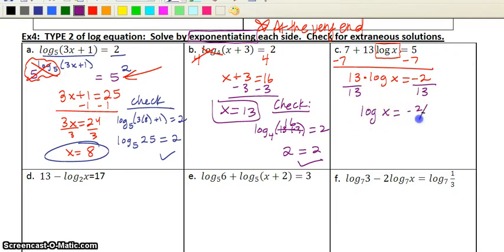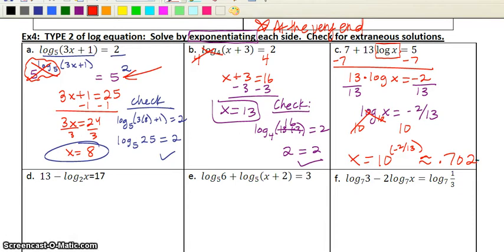And now, don't be thrown off by the fact that there's no base, because you guys know this. If there's no base and it's log, it's really the common log, so the base is 10. So I'm going to take both things as powers of a base of 10. In my calculator, I'm going to type in 10 to the negative 2/13 power. Don't forget to use parentheses. And you end up with approximately 0.702.